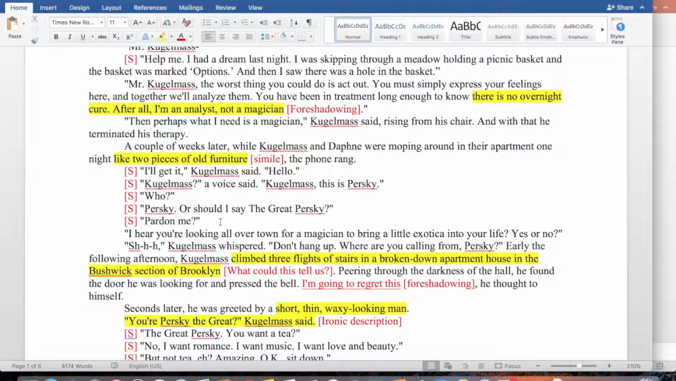Mr. Kugelmass, the worst thing you could do is act out. You must simply express your feelings here, and together we'll analyze them. You have been in treatment long enough to know there's no overnight cure. After all, I'm an analyst, not a magician.